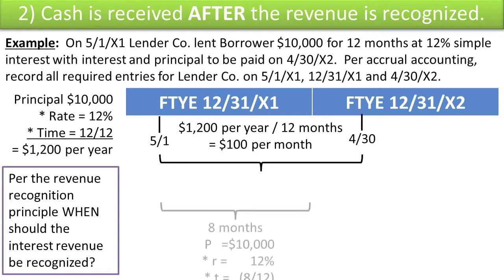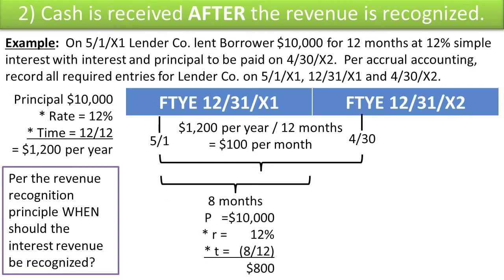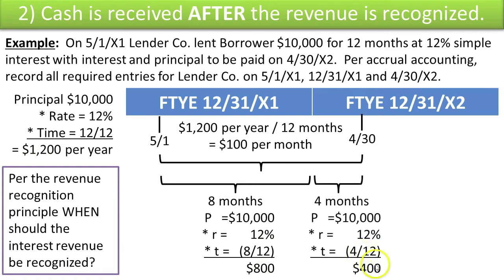Therefore, in X1, we have 8 months, resulting in $800 of interest. The math is 8/12ths of a year. 8/12ths of this $1,200 gives us $800. The following year, it's 4/12ths of a year for $400. In total, it comes out to the $1,200 interest revenue. Now what we're going to do is do the journal entries to make sure we recognize revenue of $800 in X1 and recognize revenue of $400 in X2. This will be an accrued revenue because we won't receive the cash until the following year.